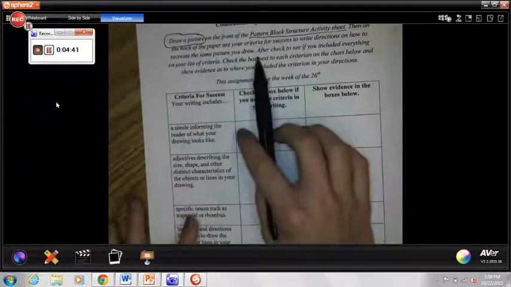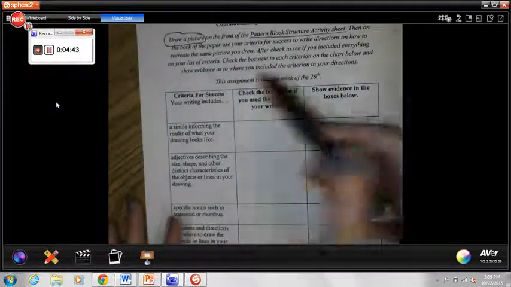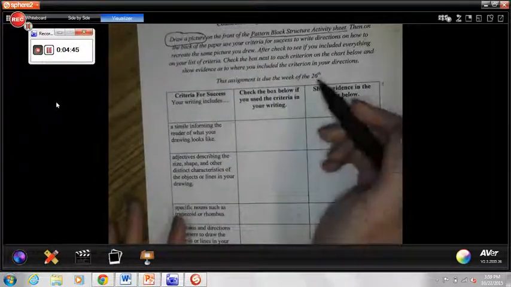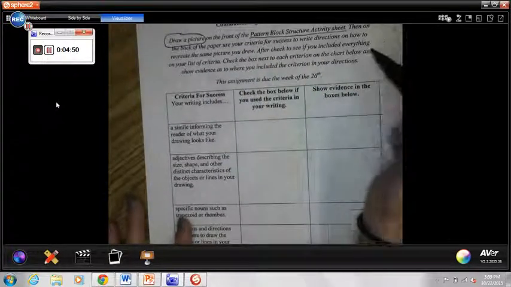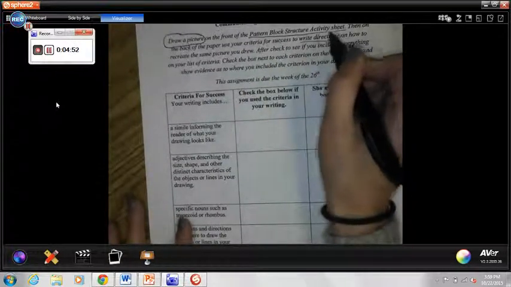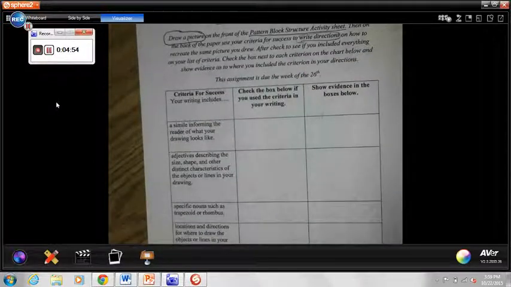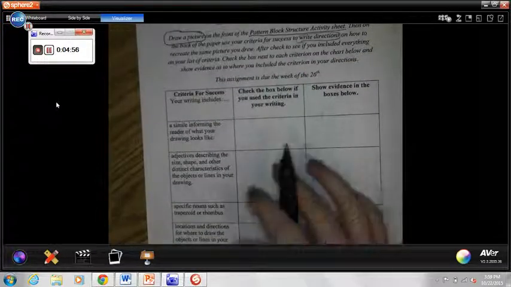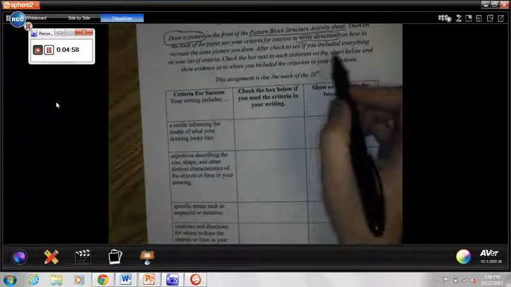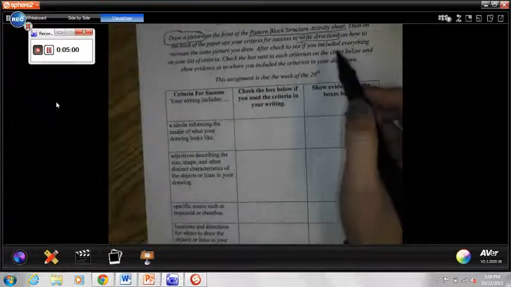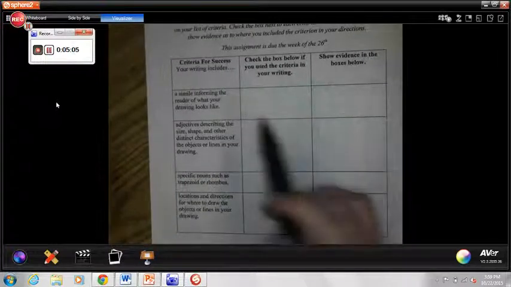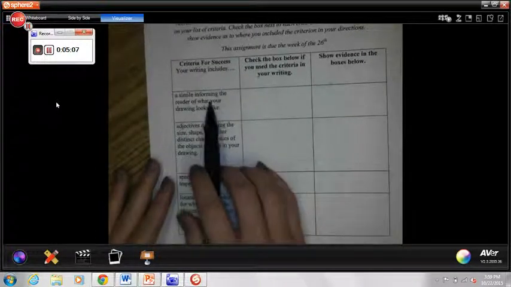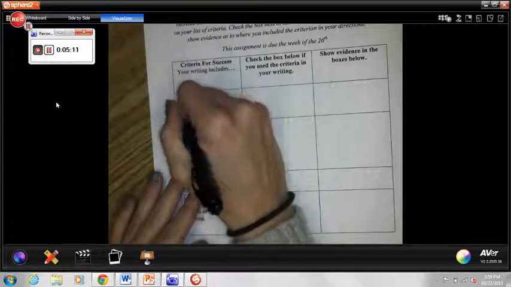So you're going to first do your drawing, then you're going to use your criteria for success, which are these things right here, and you're going to write directions on how to recreate the same picture you drew. And after you do that, you're going to check to see if you included everything on your list of criteria. Because, again, if you do all these things, then your directions should be perfect. So do you have a simile informing your reader of what your drawing looks like? So this is that big picture. So you want the big picture.